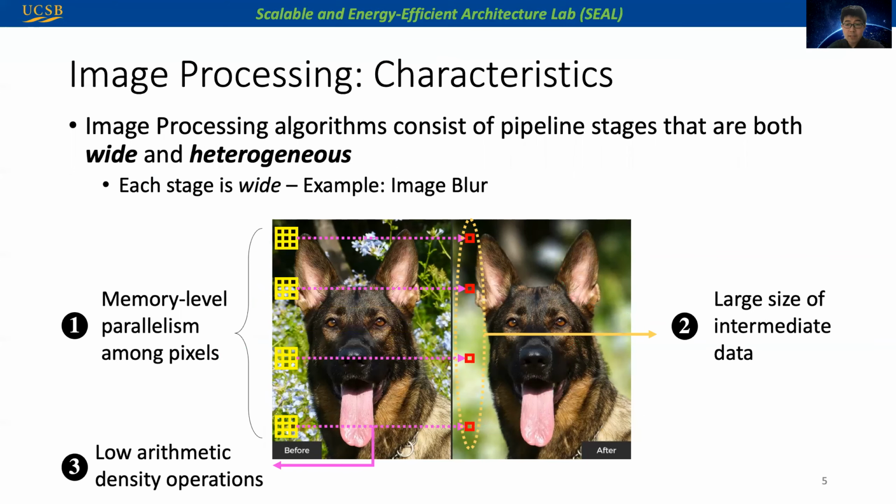First of all, this process exhibits massive memory level parallelism among pixels, as the image blur filter can be independently applied to different input regions. Second, this pipeline stage will generate a large size of intermediate results on the same scale as the input image. Third, these computations usually have low arithmetic density, which means on average, few computations are performed for every byte read from the main memory.